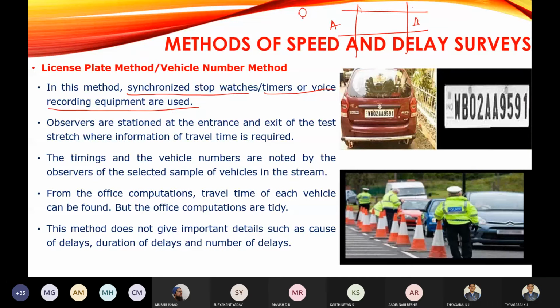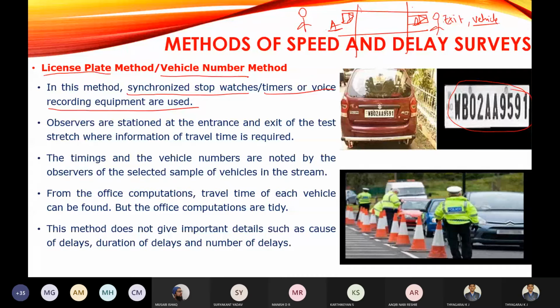An observer will be standing at point A and another observer at point B. Whenever a vehicle enters this section, observer A will note down the time of arrival and the vehicle registration number. In the same manner, when the vehicle leaves the section at point B, the observer there will note down the exit time and the vehicle number. Hence it is called the license plate or vehicle number method.